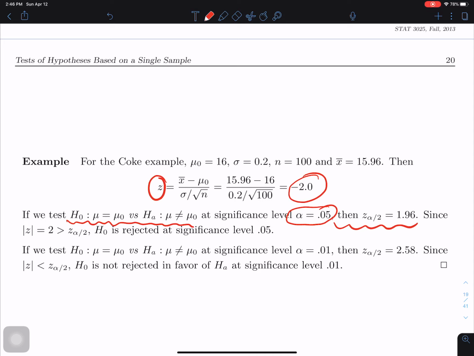That is to say, the absolute value of z is 2, and this is greater than 1.96. So we can reject the null hypothesis at significance level 0.05. However, if we make our significance level a little bit smaller, then my z alpha over 2 will be 2.58. And because my observed value 2 is less than this critical value 2.58, then we don't reject H0.